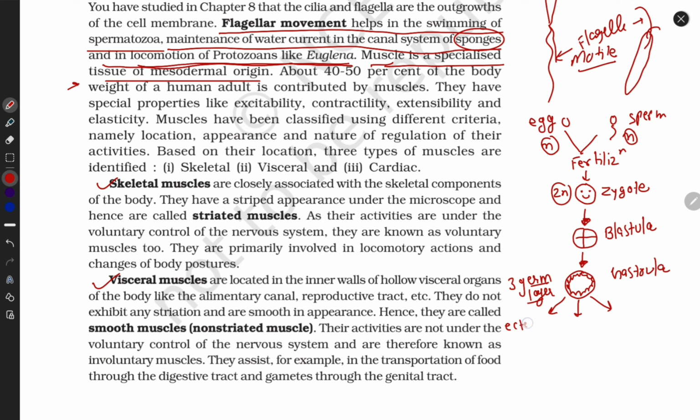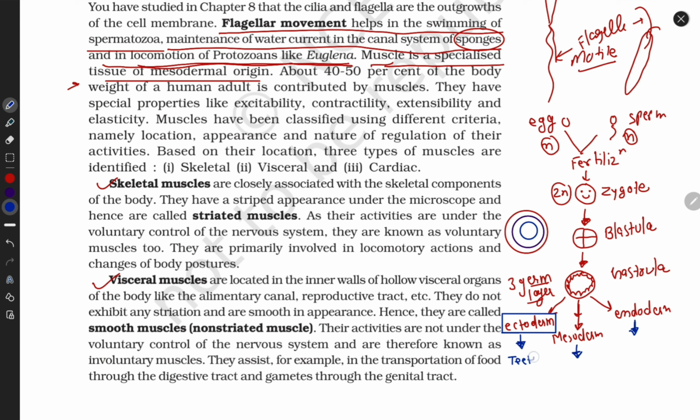First layer is ectoderm. Second layer is mesoderm, and third layer is endoderm. This is the arrangement. Ectoderm, this is the outer layer. Mesoderm, the middle layer, and endoderm, the inner layer, the innermost layer. So ectoderm decides to form its organs, mesoderm decides to form its organs, and endoderm decides to form its organs. For example, what kind of organs are formed by ectoderm?